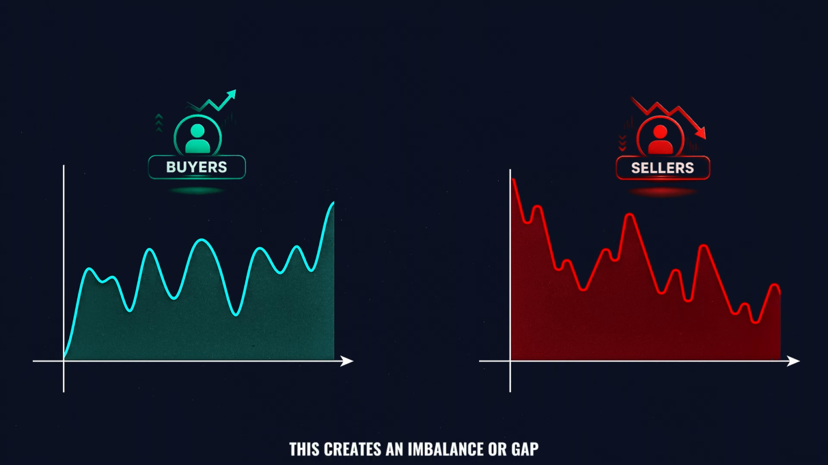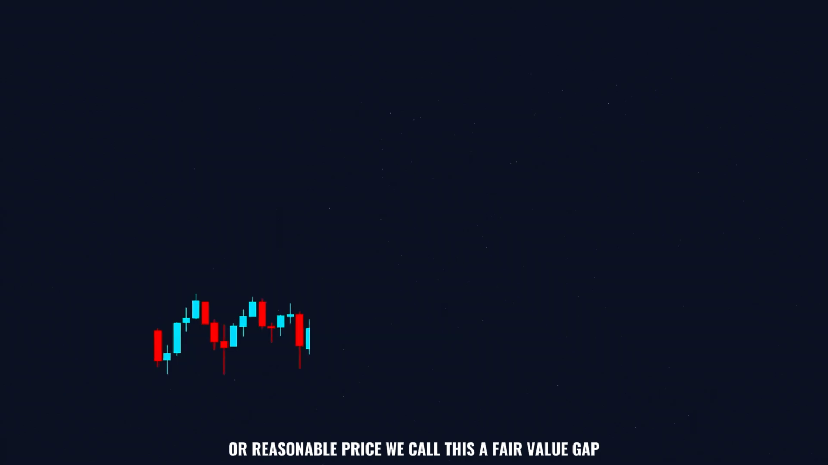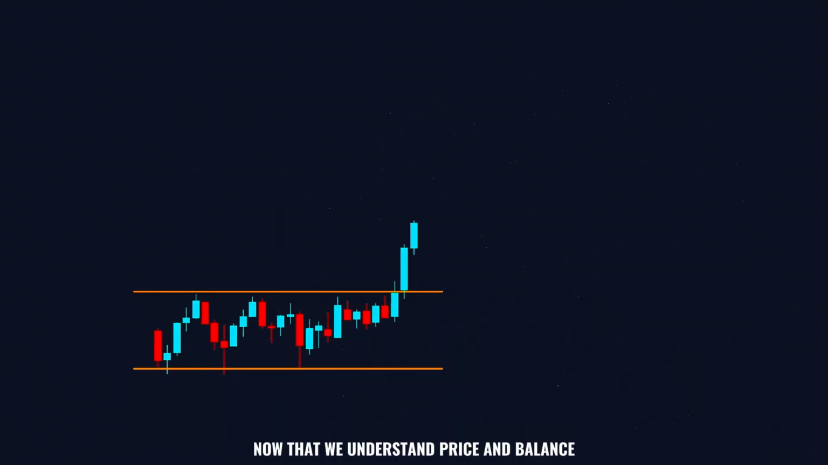This creates an imbalance, or gap, which we can clearly see between the two candles. Because buyers have purchased above the fair value, or reasonable price, we call this a fair value gap. Now that we understand price imbalance, let's learn how to draw a fair value gap on the chart.